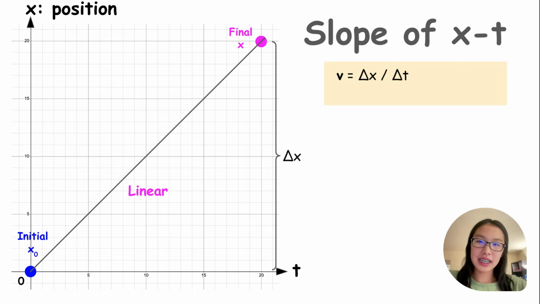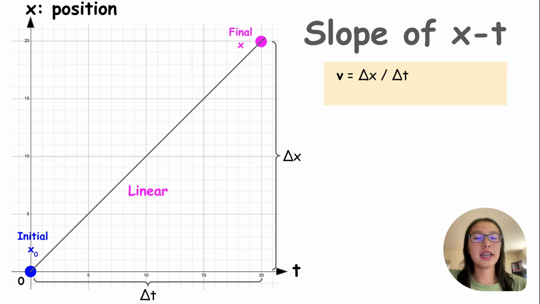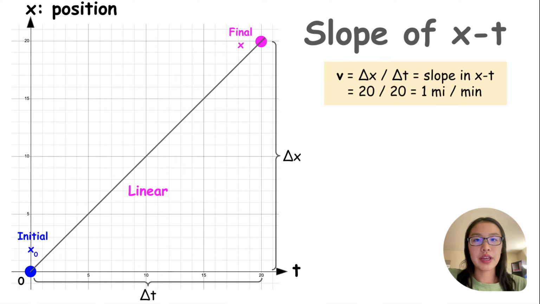How about delta t? Delta t represents the change in time during which the car moves from one position to another. On the chart, this is the horizontal distance between the blue and the magenta dots and is sometimes referred to as the run. And we know that the rise over run gives us a slope. Therefore, the velocity in the xt graph can be represented by the slope of the line.